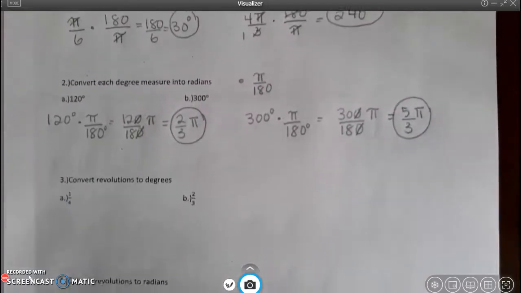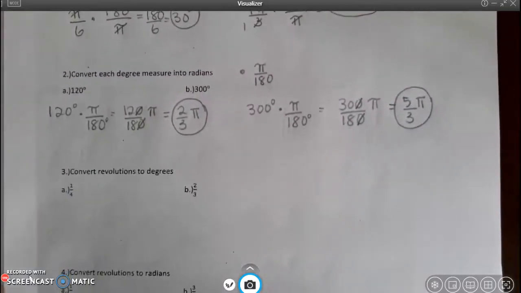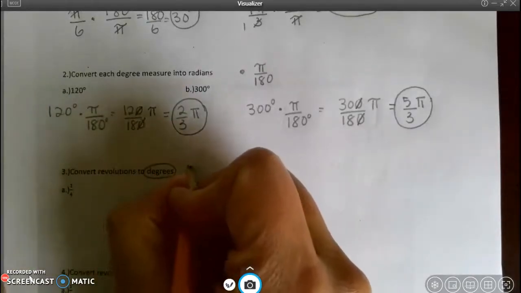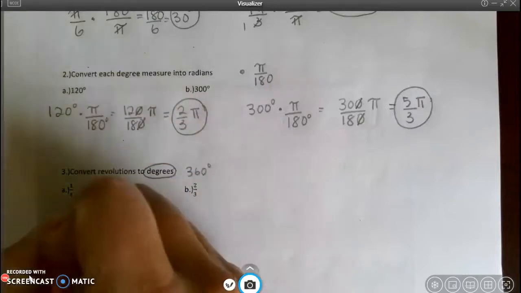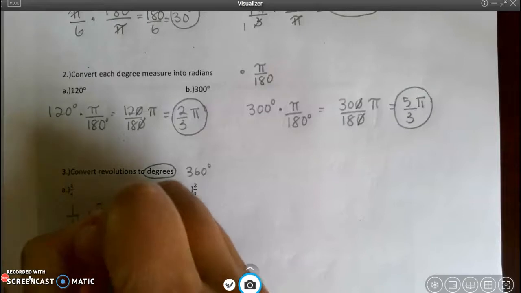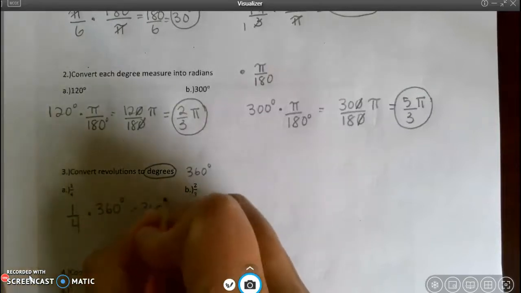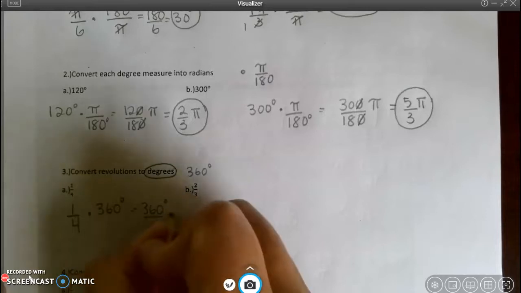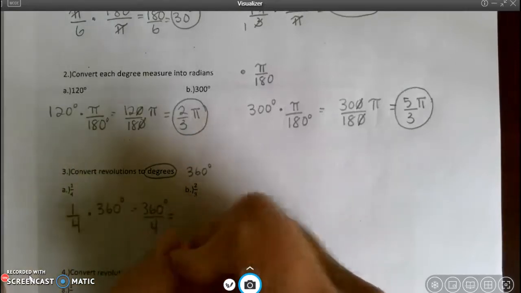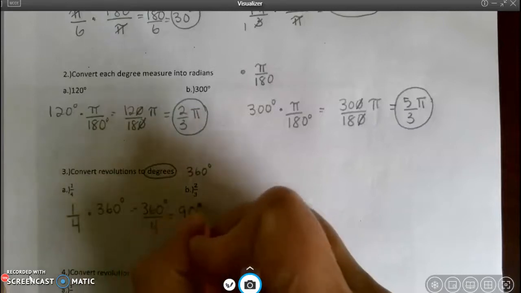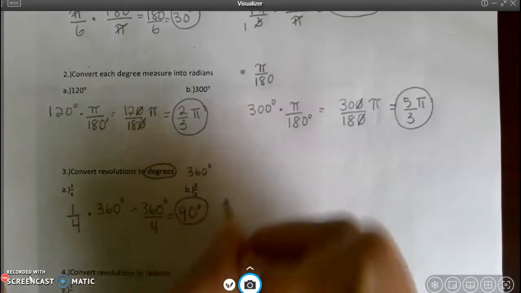For number 3, I'm asked to convert the revolutions to degrees. Since I'm going to degrees, I'm going to multiply by 360. So 1/4 of a revolution times 360 degrees. That gives me 360 divided by 4. And I know 36 divided by 4 is 9. Since it's 360, it will be 90 degrees.